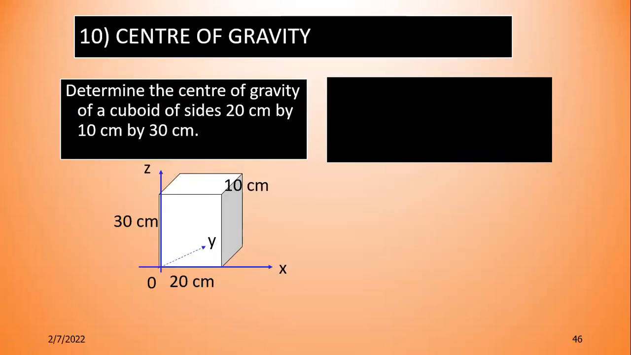Right? You should be able to identify this for a cube. If you take this one corner as the origin, then the center of gravity is halfway there. Right? x is 10 cm. y is 10 cm, half of that is 5 cm. Half of the z-axis is 15. So you should be able to write the x, y, z coordinates as 10, 5, 15.